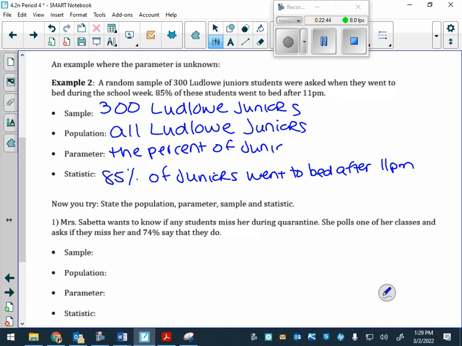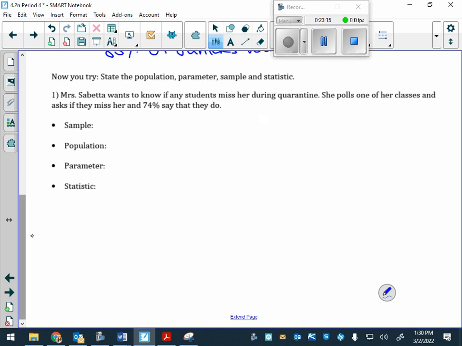of juniors who go to bed after 11 p.m. Or who went to bed. Could include. Okay. So again, same wording. This was the unknown though. The parameter about all Ludlow juniors, we're making a general statement. The percent of. Okay.